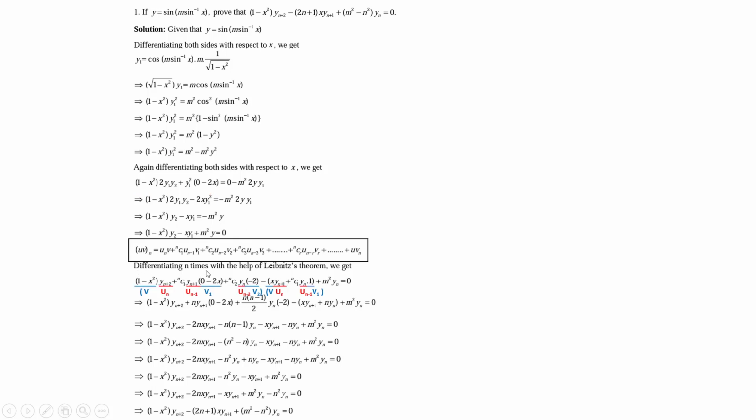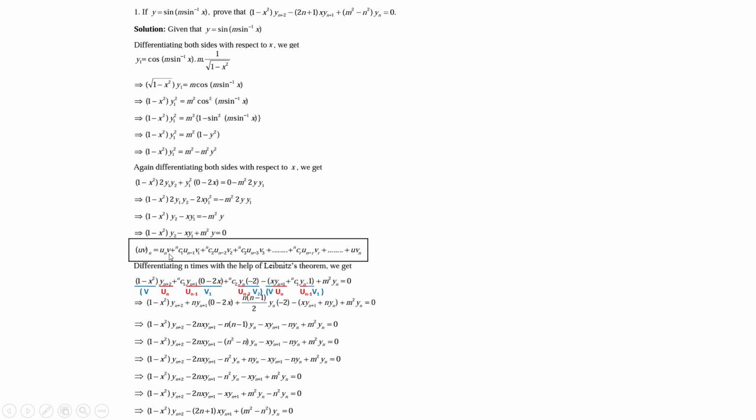So differentiating n times with the help of Leibniz theorem, we got this. I have colored in different colors so that it becomes easier for you. I have colored the v parts in blue and u parts in red. So at first we have to write u and v, and what are this u and v?